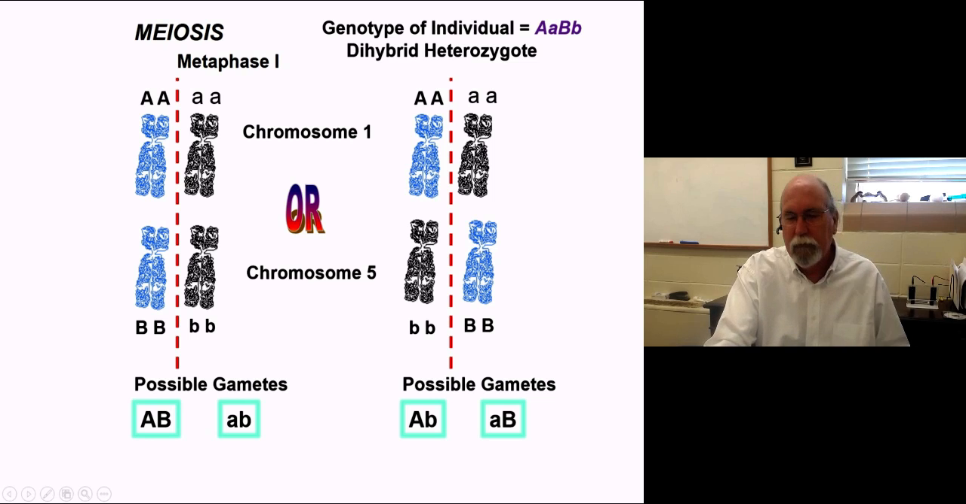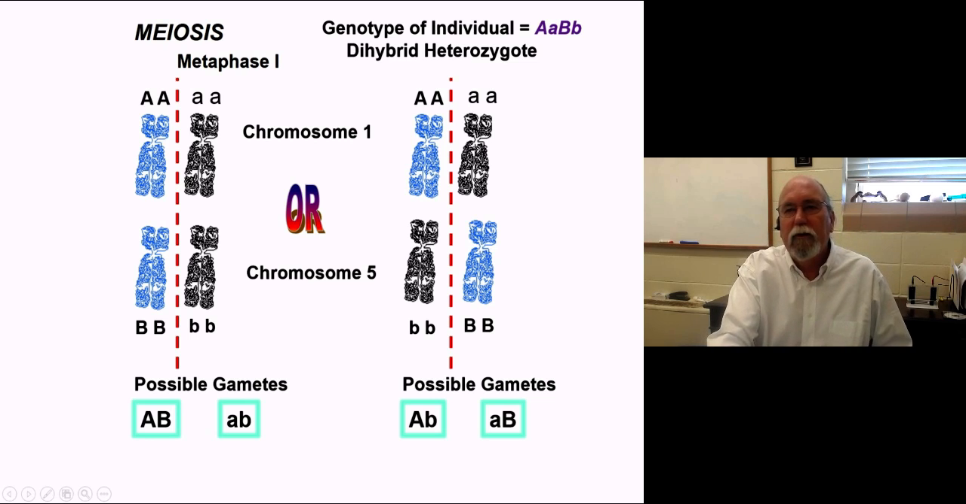One trip through meiosis. You have to go through at least twice and probably multiple times for it to really become one quarter of the gametes looking like big A, big B, one quarter big A, little b, one quarter little a, big B, and one quarter little a, little b. It takes multiple trips. That's why you look at multiple progeny to see it. We don't see it in one trip through.